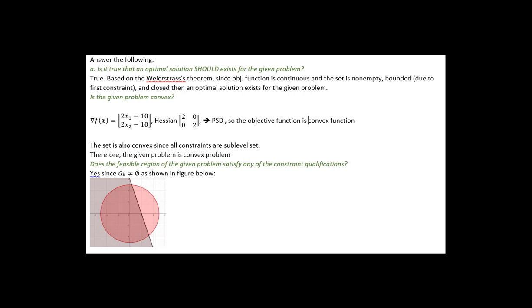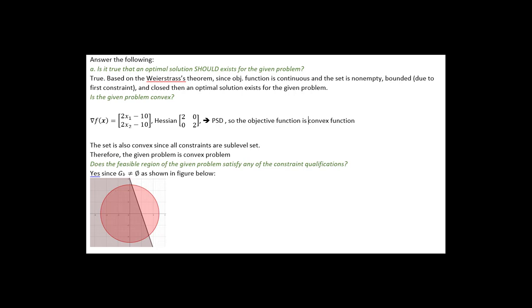Okay. So the next question is: is the given problem convex? Is it convex? If yes, why? If no, why? Yes, because the objective function is the minimum. To show that the problem is convex, we have seen it in terms of two directions. We are minimizing a convex function subject to convex sets. We know that the polls are sublevels.